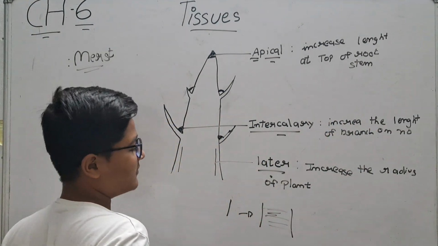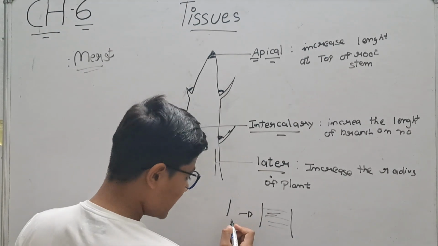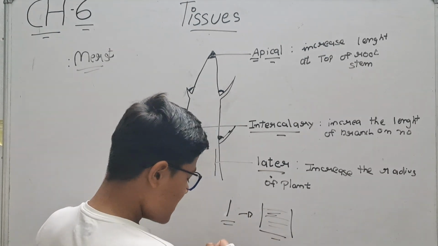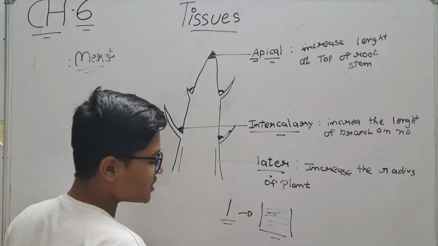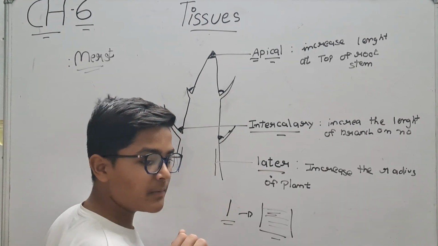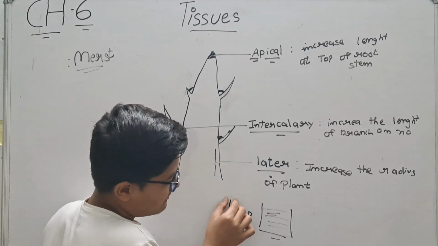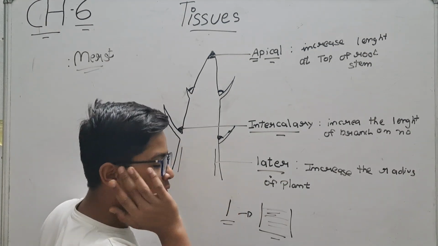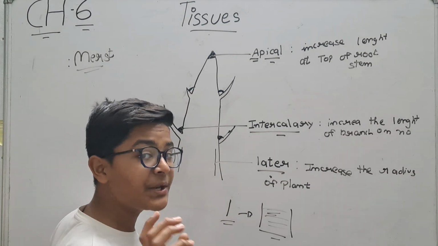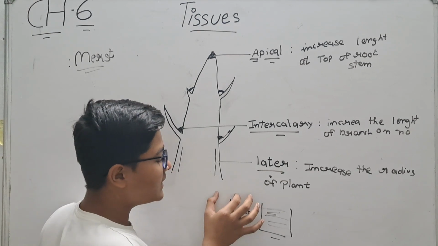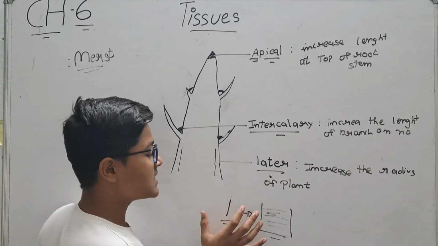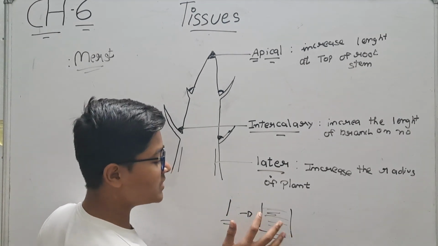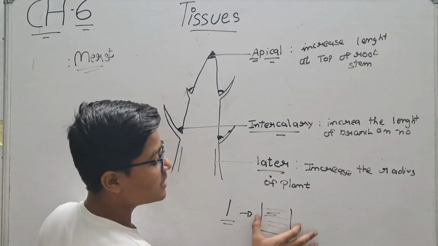Now let's see lateral. What is meant by lateral? Here is an example of lateral. When we plant a shrub of tulsi, it stays like this. When we plant a tree of mango, it is like this, and when it converts into this, the girth increases.